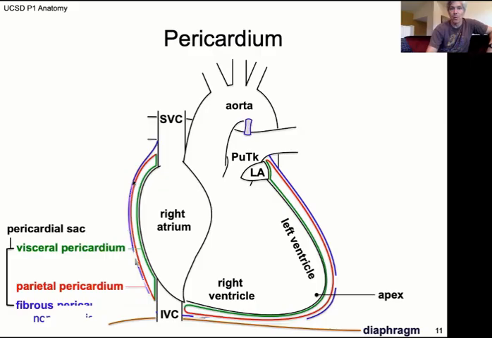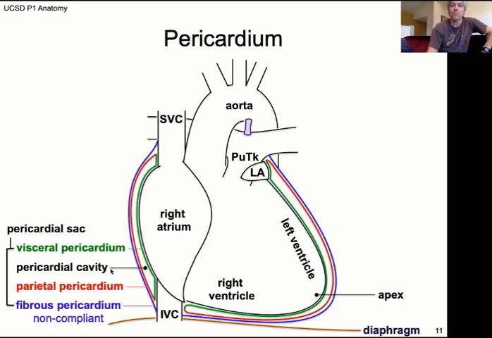And this blue fibrous pericardium is non-compliant, meaning that it has a maximum volume. At that volume, you can increase the pressure as much as you want, and it's just not going to get any bigger. It's super tough, super tough. And there's sort of an upper limit on its volume. It's not going to just expand indefinitely like a lung would. The fibrous pericardium is very leathery, very tough.